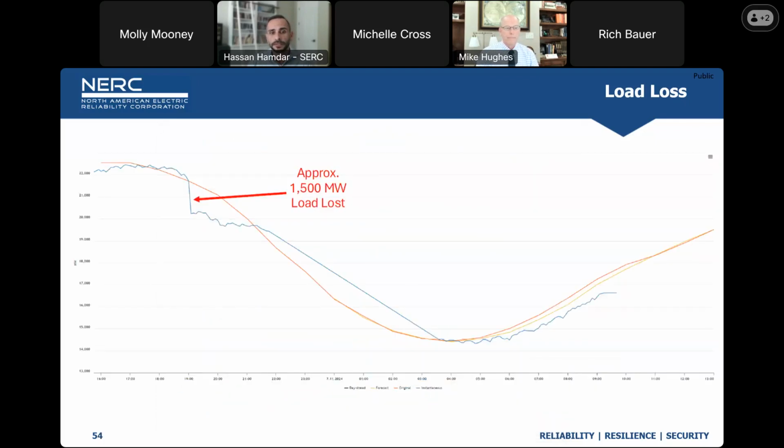When we looked at the overall load curve for the ISO RTO, we were able to discern that it was about 1,500 megawatts of load loss, almost instantaneously, very, very close to the time of the initial fault on the system.